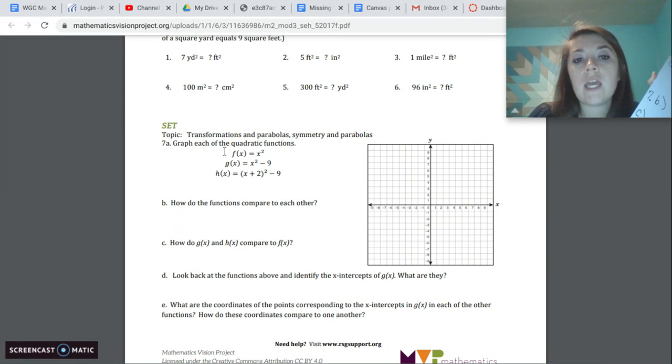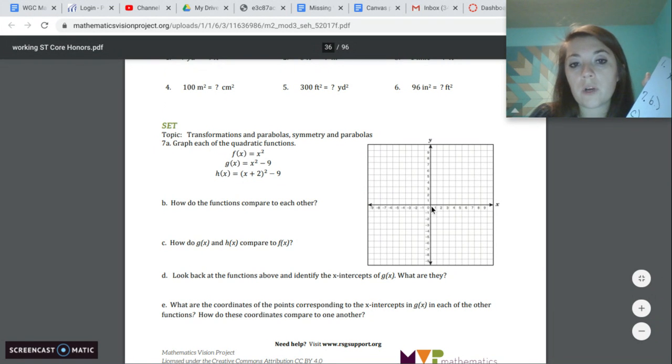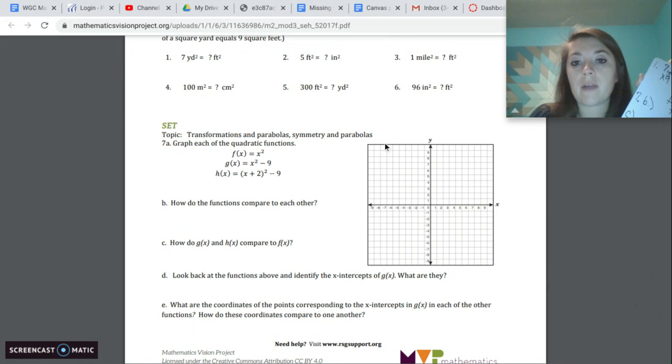So for graphing each of the quadratic functions, f of x equals x squared. So that's the parent function. So for that, you'd start at the origin. Then when we plug in, 1 squared is 1, 2 squared is 4, 3 squared is 9, and then we do the symmetry for that.